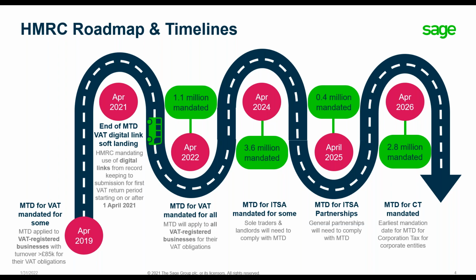From April 2024, businesses and landlords with business income of more than 10,000 will fall within the scope of MTD for income tax. Partnerships will now be included from April 2025, but only those with individuals as partners will be in scope. All other partnerships, including those with corporate partners, will be required to join income tax self-assessment at a future date, which is yet to be confirmed.